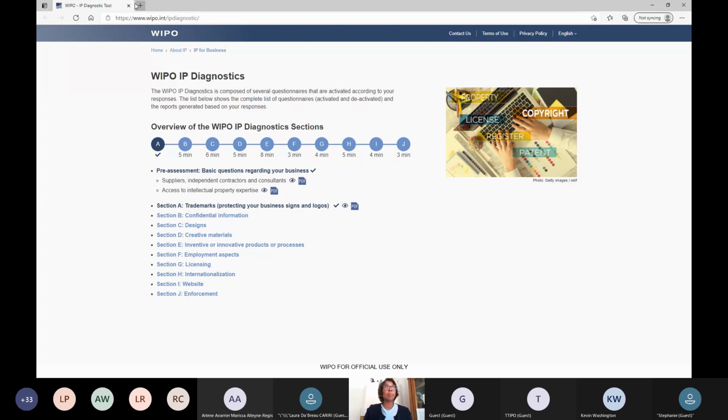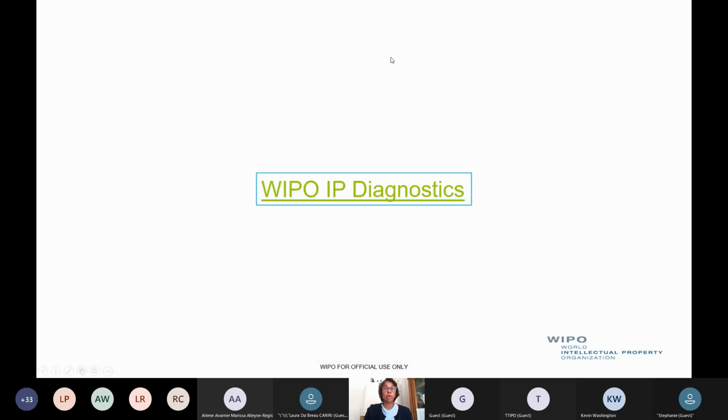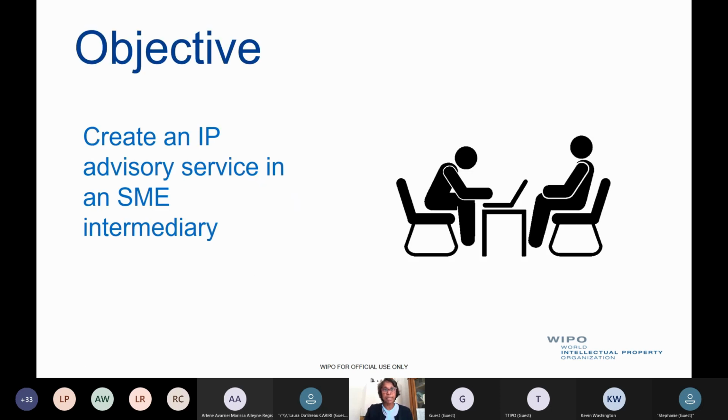And I would just like to take a couple of minutes to talk about what we are thinking about doing in WIPO in terms of projects with the tool. So we would like to embark on projects with countries to create or strengthen an IP advisory service in an SME intermediary. An SME intermediary is an institution that supports SMEs, that has the confidence of SMEs. And we would like such institutions to have the capacity to provide support, and we would like them to integrate the diagnostic tool into their services.